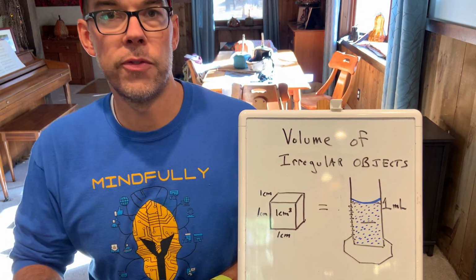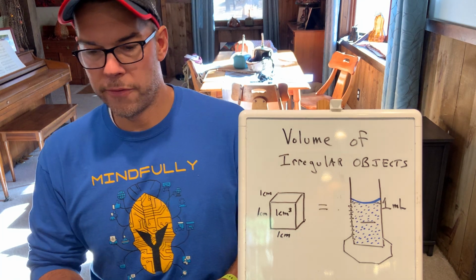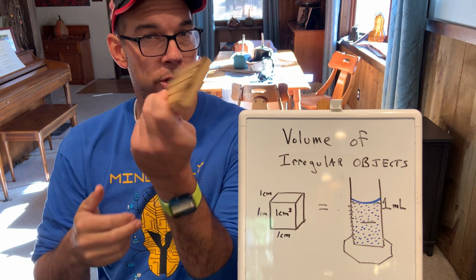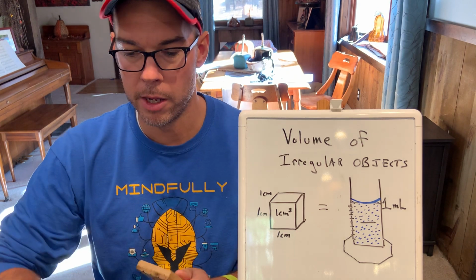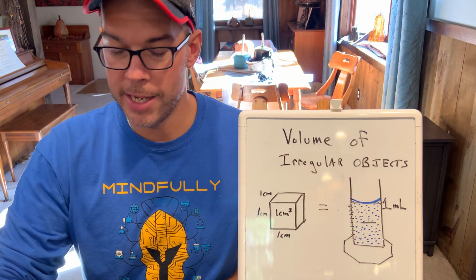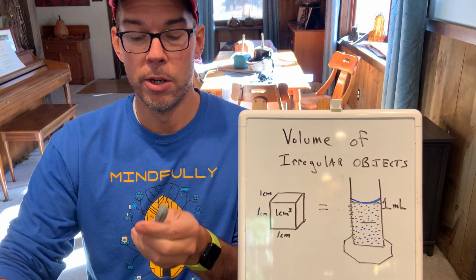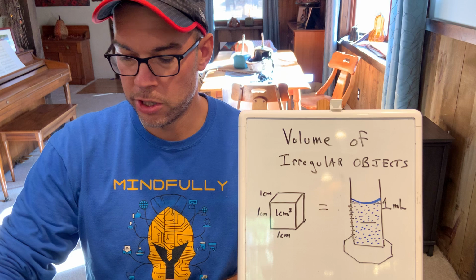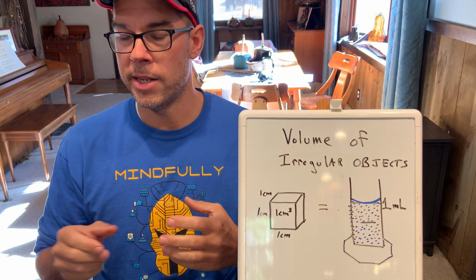Okay, so in this video, we are going to go from finding the volume of a regularly shaped object, such as this, which has a formula, to the volume of an irregularly shaped object, such as something like this. So first, the definition of volume is anything that takes up space.